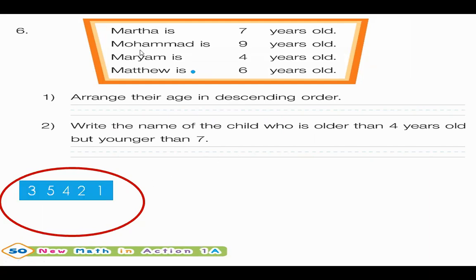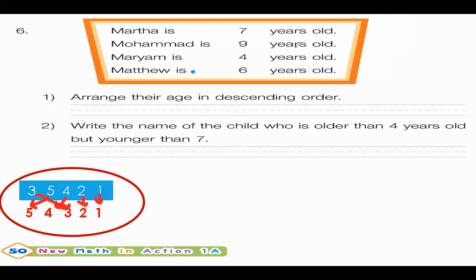All right, look at this picture. Say, for example, 3, 5, 4, 2, 1. If we arrange these numbers in descending order, we have to do it like this. What is the first number? This is how to arrange descending numbers. 5 you should put here. Next is 4. That means big number to smallest number. Big to small.